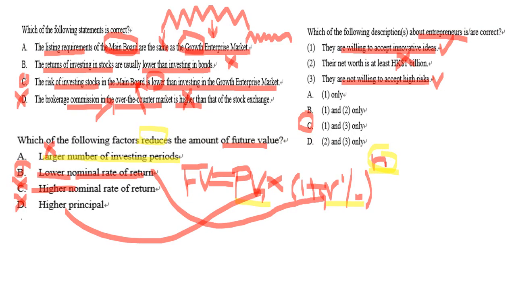Which of the following statements is correct? The listing requirements of the main board, about financial studies, about the stock market. We have the main board and GEM, the growth enterprise market. For the listing requirements for the main board, just look at the names. Main board means it's more important. Growth, a little bit young. So this market is suitable for those small firms with fascinating ideas, which need to raise capital from the market.